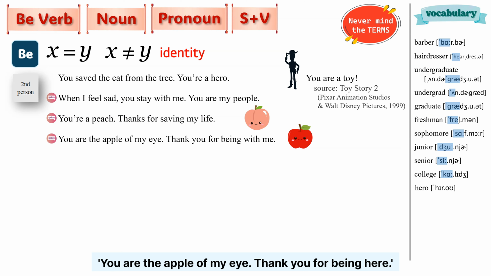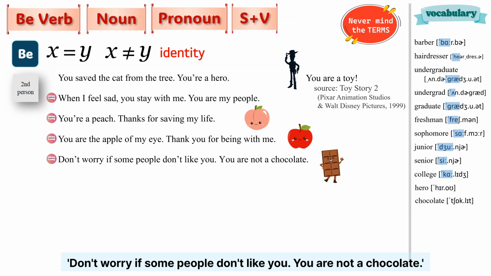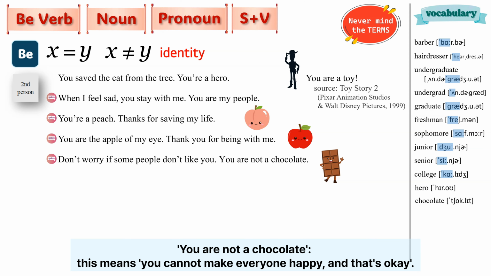You are the apple of my eye. Thank you for being here. The apple here is a metaphor for the pupil of the eye. It means you are very precious to me. Don't worry if some people don't like you. You are not a chocolate. This means you cannot make everyone happy, and that's okay.